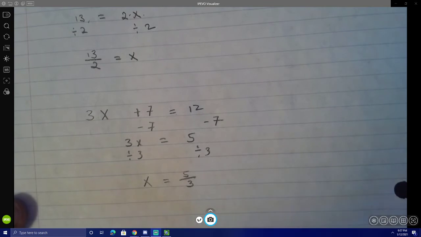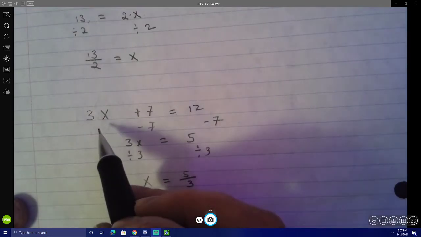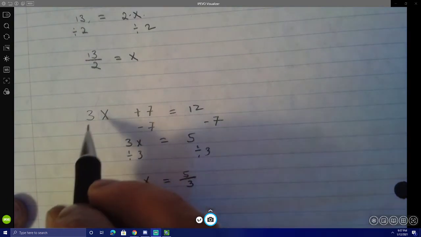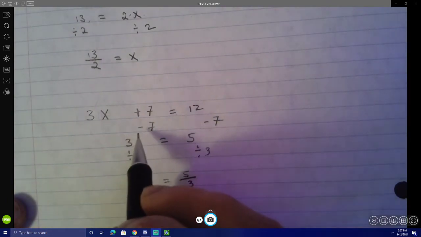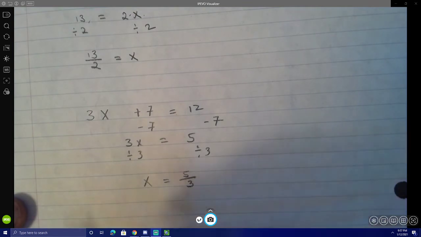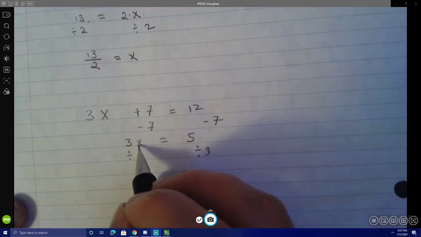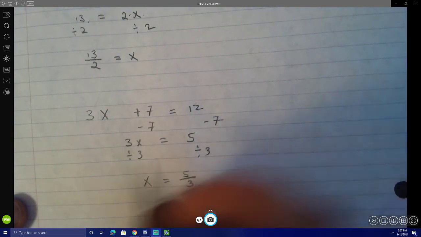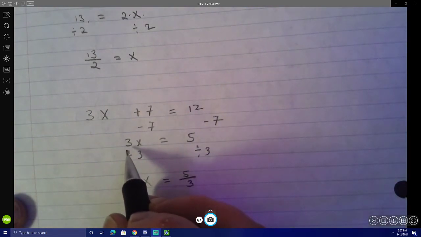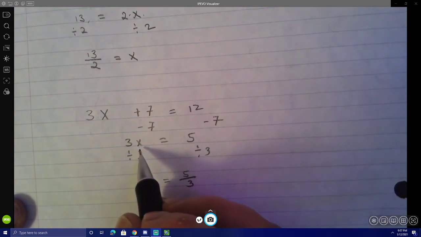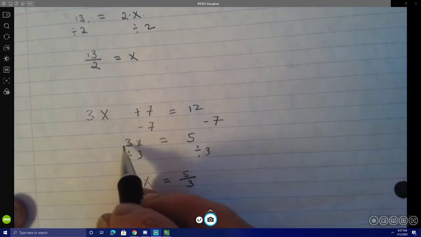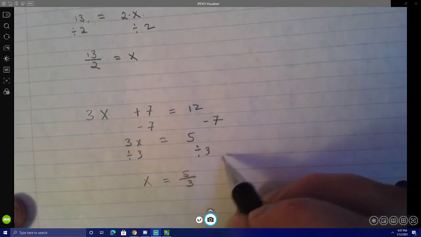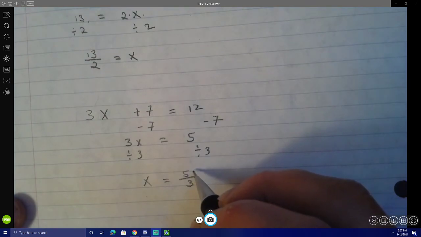All right, on to the last problem. Here we have 3x plus 7 is equal to 12. To isolate my variable, I would start by subtracting 7 from each side. That leaves me with 3x on the left. And then 12 minus 7 is equal to 5. So I have a coefficient in front of my variable, so to get rid of that, I would divide by that same coefficient. That would leave me with x on the left. And on the right side, I would be left with the fraction 5 over 3.